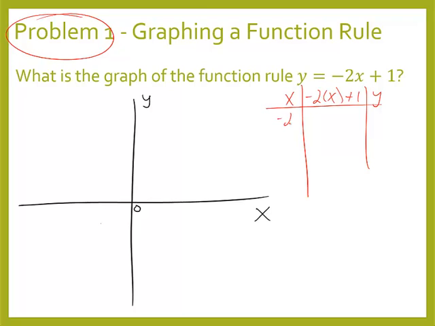And you can choose any random numbers you want for the input. So I'm going to go ahead and choose negative 2, negative 1, 0, 1, and 2 for the input. You can choose whatever you want, 0, 1, 2, 3, 4 if you want. So now let's go ahead and plug in.